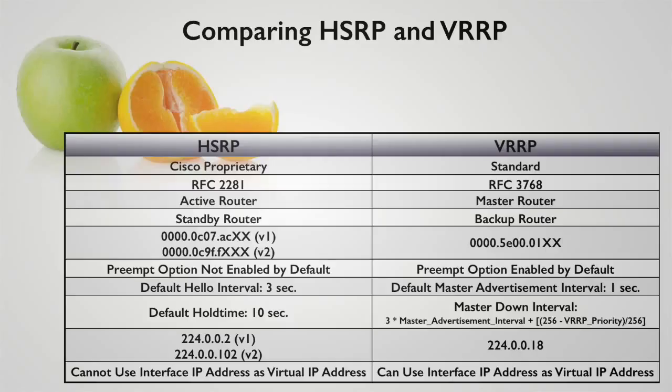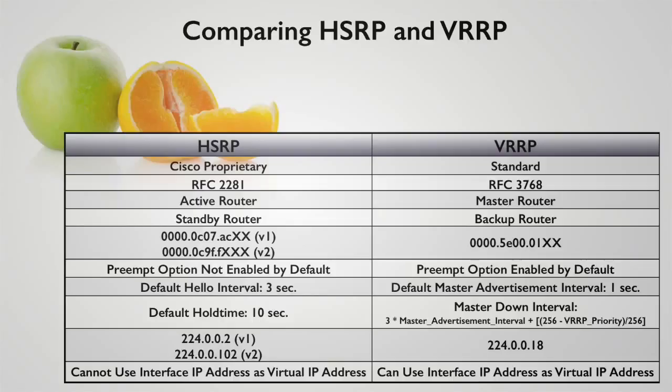With HSRP, the router that's actively forwarding packets out to a remote network, we call it the active router. With VRRP, it's called the master router. The router that's in standby mode, waiting to take over the role as the active router, we call the standby router in HSRP, but it's called the backup router in VRRP.